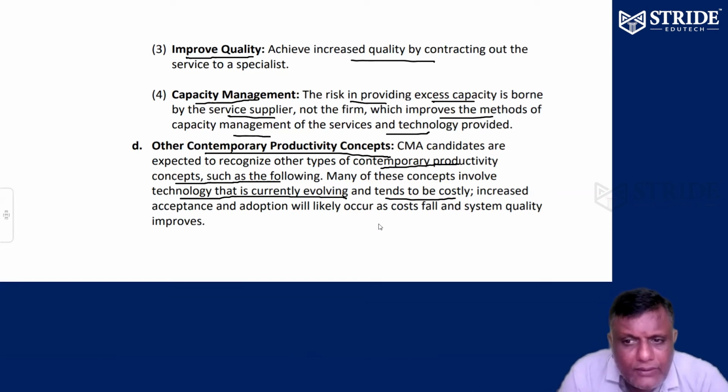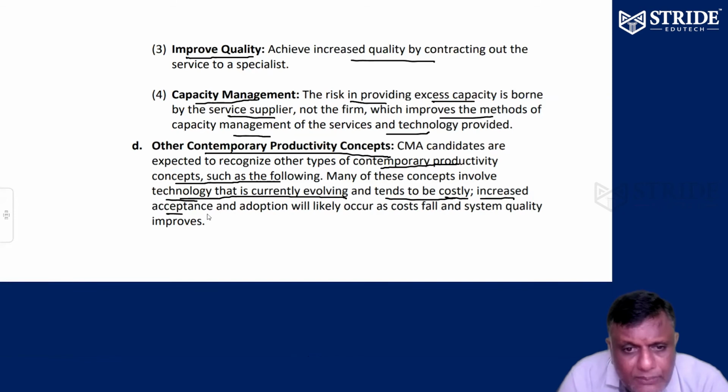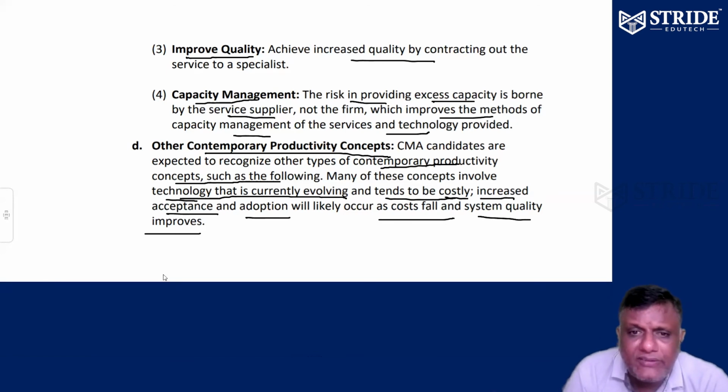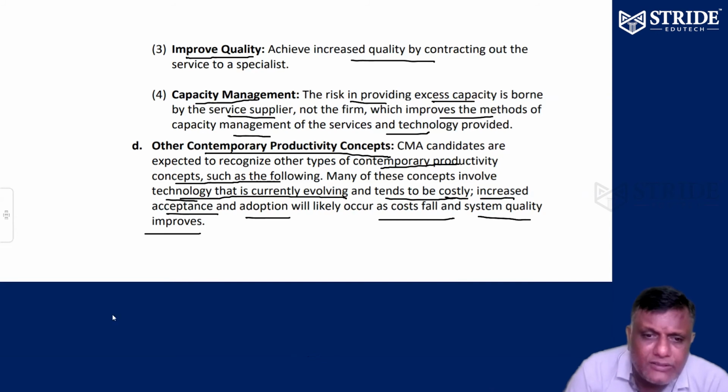Whenever you use technology, your cost will increase, 100%, no doubt at all, but effectiveness will also increase. You can deliver effectively. It is going to increase acceptance and adoption, and ultimately your cost will fall. The quality of the system will be improved. There are a lot of contemporary productivity concepts available using technology. You can use IoT and blockchain technology, which are costlier, but at the same time more effectiveness will be achieved. More governance will be established.